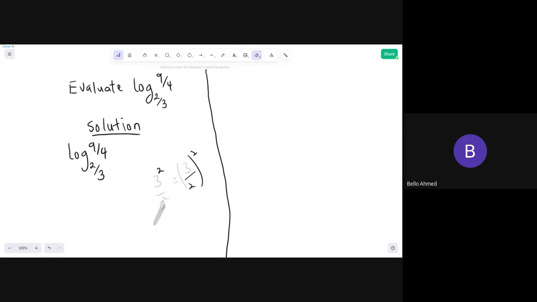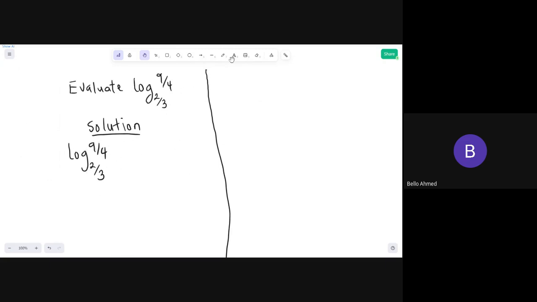Now, let me clean this. We all know now that 9 over 4 can be broken down to 3 over 2, in brackets, raised to the power of 2. What I want us to do is turn this 9 over 4 into 4 over 9. If we turn it to 4 over 9 and later break it down, it's going to give us 2 over 3, because the 4 will be up and the 9 will be down.